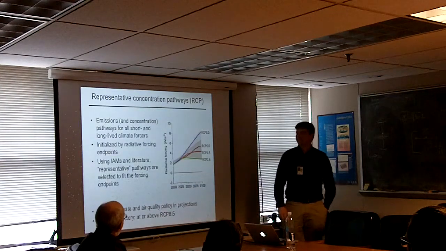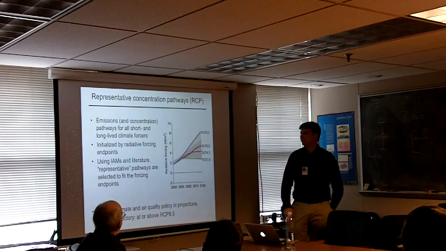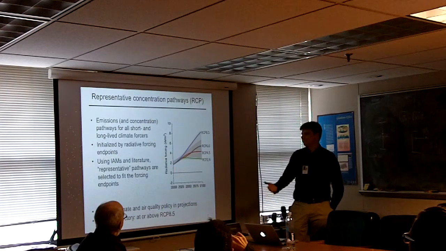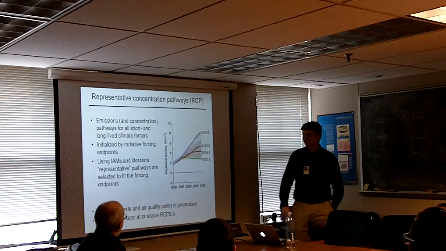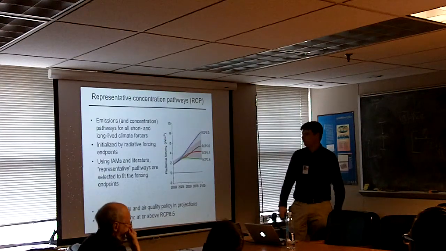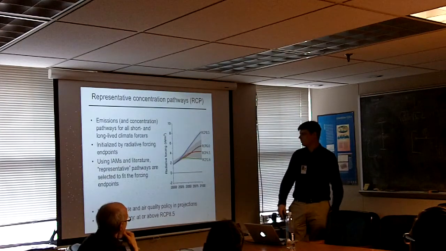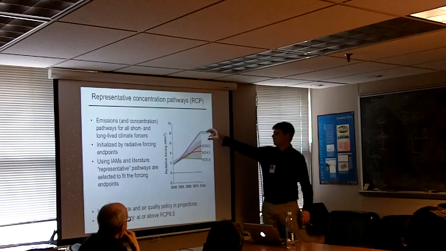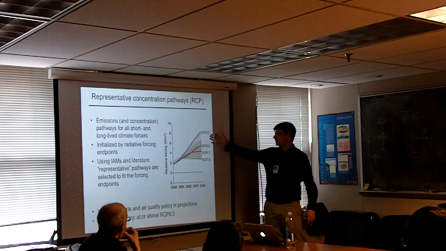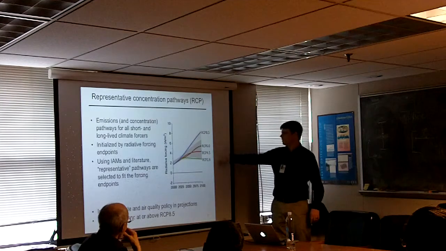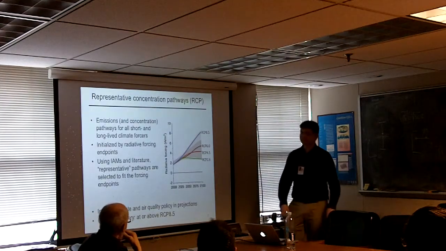The other part of this I already mentioned briefly, but the RCPs, representative concentration pathways, are also featured in the IPCC report. They're emissions and sometimes concentration pathways for all short and long-lived climate forcers. They were different in that they were initialized by radiative forcing endpoints. So that's where these numbers come from. RCP 8.5 means that at 2100, the radiative forcing is going to be 8.5 watts per square meter, and the same for the rest of these, 6, 4.5, and 2.6.